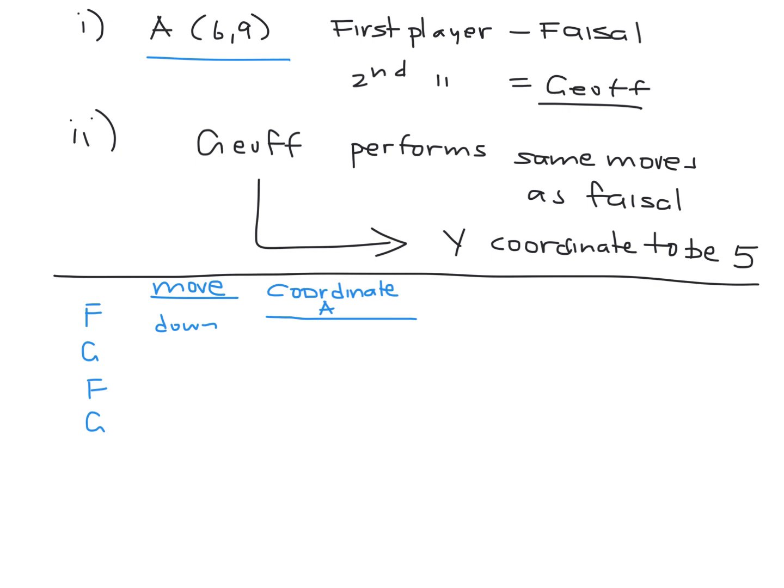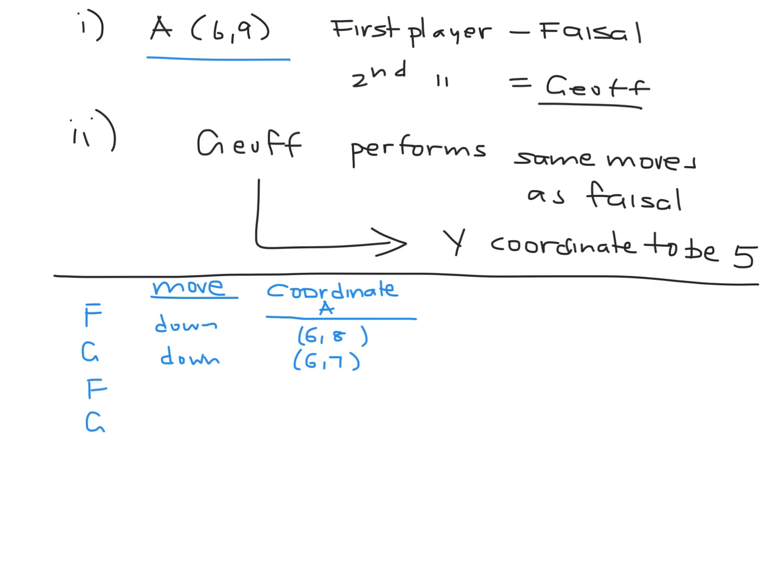Correct? So when he goes down, this goes down to 6, 8. Wait, hold on. I think I wrote that wrong. Yeah, I should write it here. 6, 8, and then Jeff goes down, and it becomes 6, 7. Okay, got it.